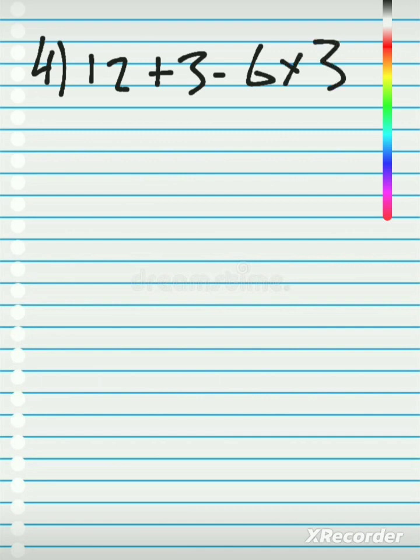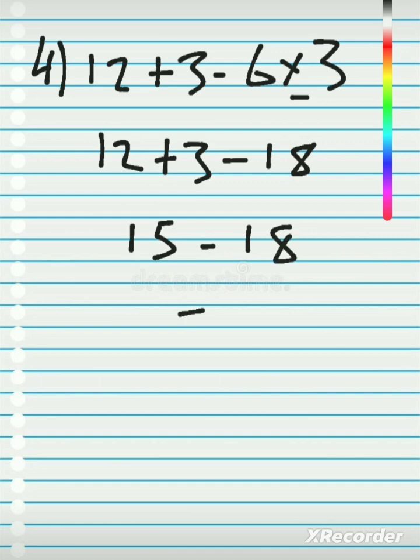We go to question 4. Question 4 is saying 12 plus 3 minus 6 times 3. As usual, if we go to BODMAS, we have to start with multiplication. So it's going to be 12 plus 3 minus 6 times 3 is 18. Then we can go to plus: 12 plus 3 is 15, minus 18. 15 minus 18 is going to be negative 13. Sorry, negative 3, not negative 13. Yes, it's negative 3.